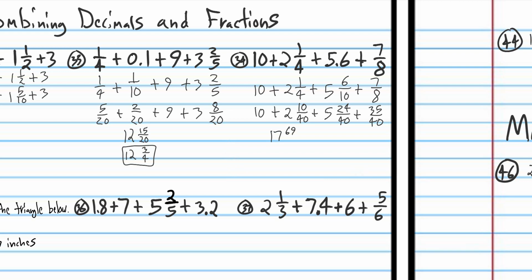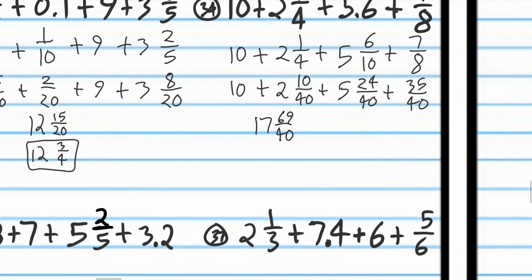So 69 over 40, if we add all those up, 10 40ths plus 24 40ths plus 35 40ths is 69 40ths. So we have one big problem here, and that is that this is an improper fraction. We have to separate these, just based on the definition of mixed numbers. And then we have to change this to a mixed number.